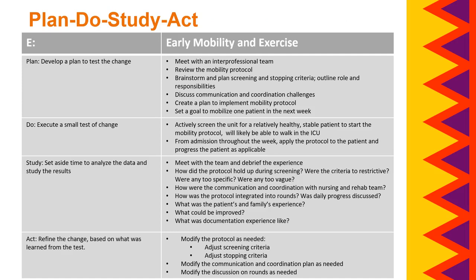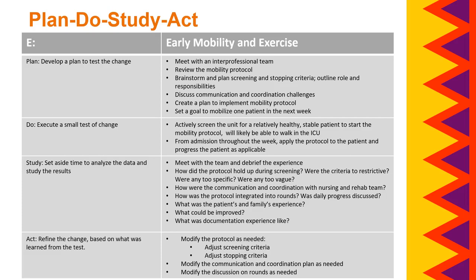So as we talked at the very beginning, you want to have an improvement framework that you use to assist you in implementing each of the bundle elements. And here's an example of a plan, do, study, act cycle related to early mobility and exercise. So your plan is you're going to develop a plan to test the change. So you have your interprofessional team. Your group has defined the mobility protocol. You've brainstormed and planned screening and criteria to be that it's safe for mobility, as well as when to stop.